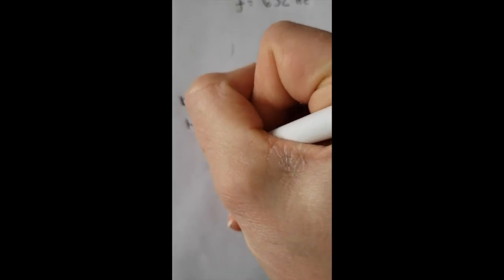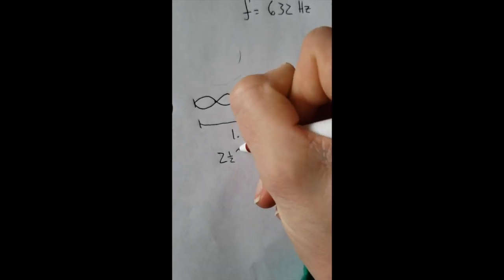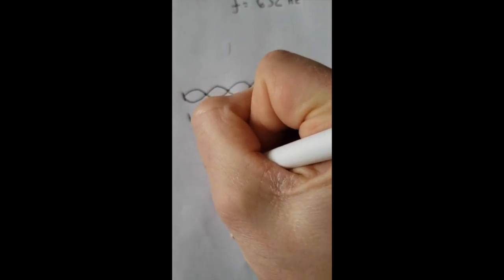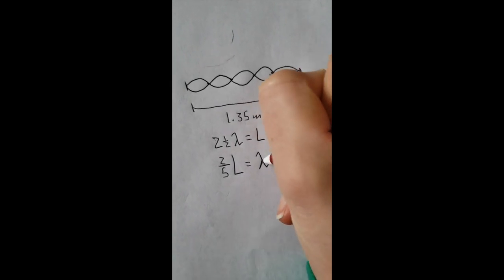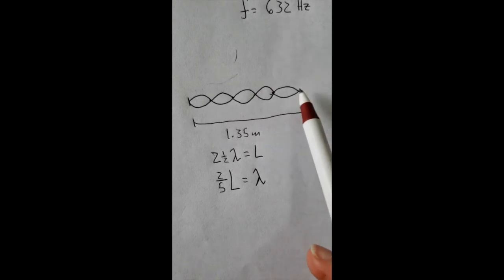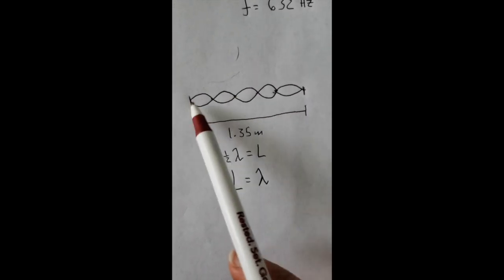And what we can say for the fourth overtone is that 2.5 wavelengths is equal to the length of the string. Or if we want to write it a different way, we can say 2/5 of the length of the string is equal to 1 wavelength. Okay, so if we broke this apart into 5, 2/5 of that is a wavelength.